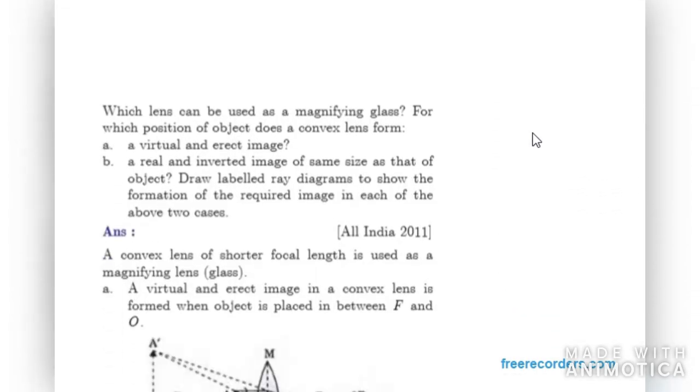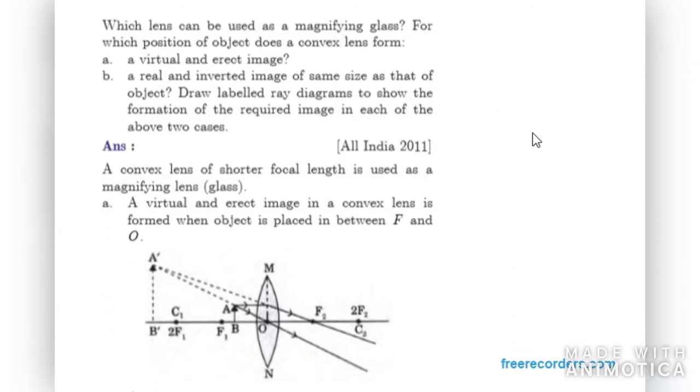Moving on to next, it says which lens can be used as a magnifying glass. So it is one only, that is the convex lens, because it has a shorter focal length, therefore it can be used as a magnifying lens. Now, for which position of object does a convex lens form a virtual and erect image? In B part, a real and inverted image of the same size as that of the object. So in this case, you have to draw the ray diagram for both. In the first one, as you can see on the screen, a virtual and erect image has been formed. A'B' is the virtual image, and it is erect, same as AB, and magnified too.